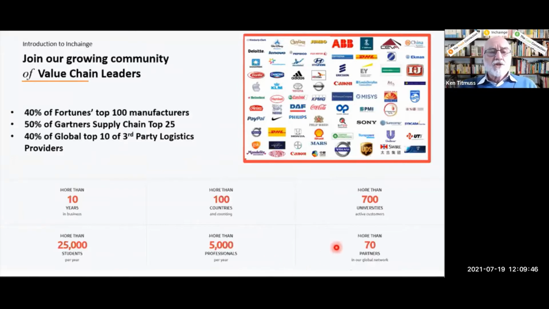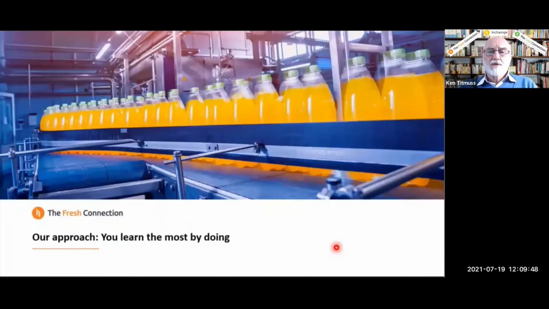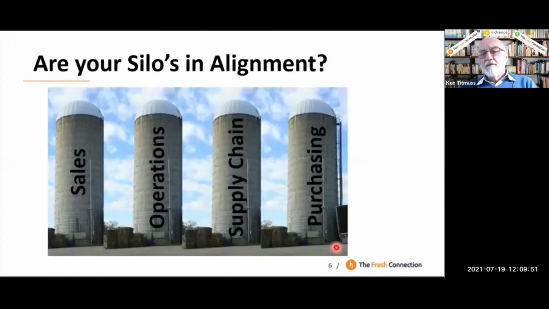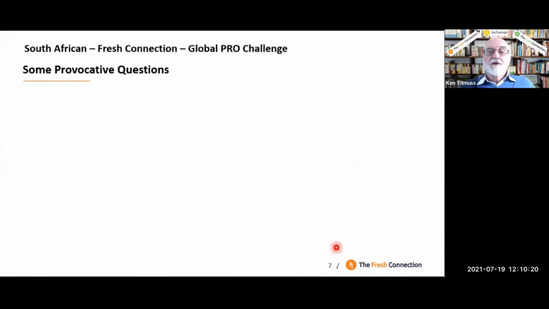So what's in Change's Fesh Connection approach? Well, what we find in many companies is that there's a lack of alignment in the business. We have sales, operations, supply chain, and purchasing, and they're all off doing their own thing. There's very little collaboration between these silos within our business. And the Fesh Connection teaches this fantastically, because if you do not collaborate in the Fesh Connection, you are not going to succeed. It teaches that collaboration is very important.